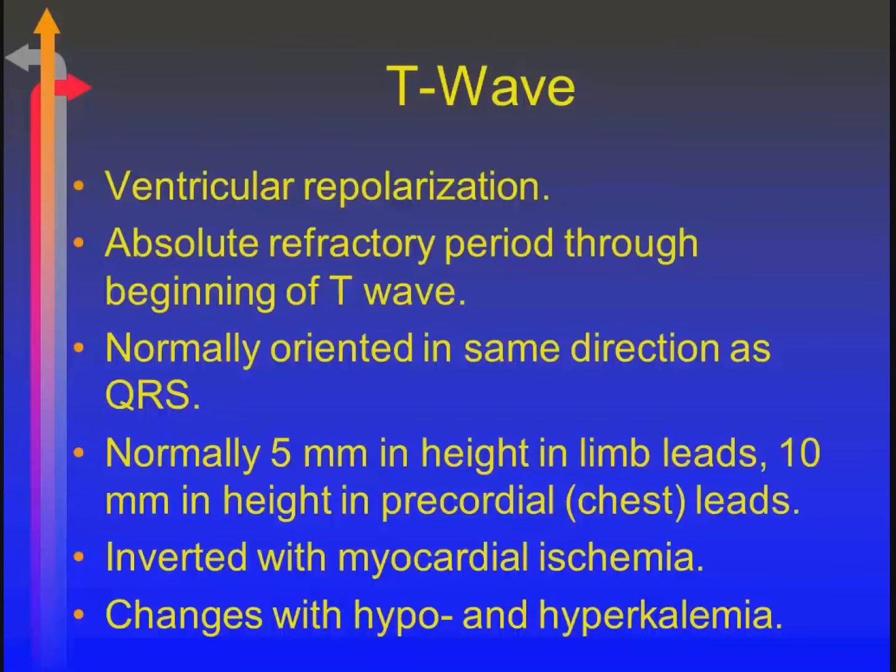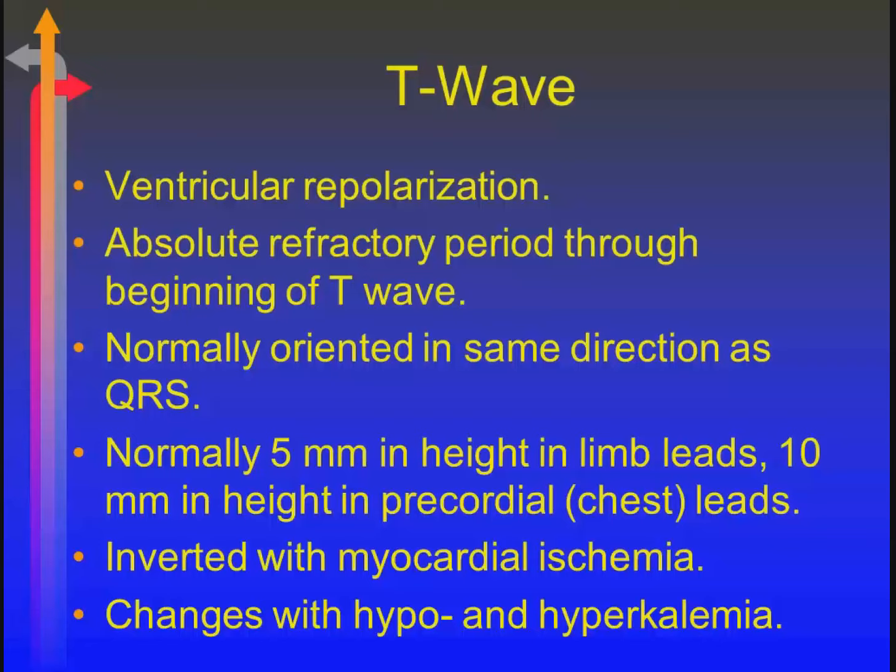Finally, the T wave is ventricular repolarization. We know that there's a refractory period in there, both absolute and relative. It's normally oriented in the same direction as the QRS complex, and its height gets a little bit larger in the precordial leads as compared to the limb leads.